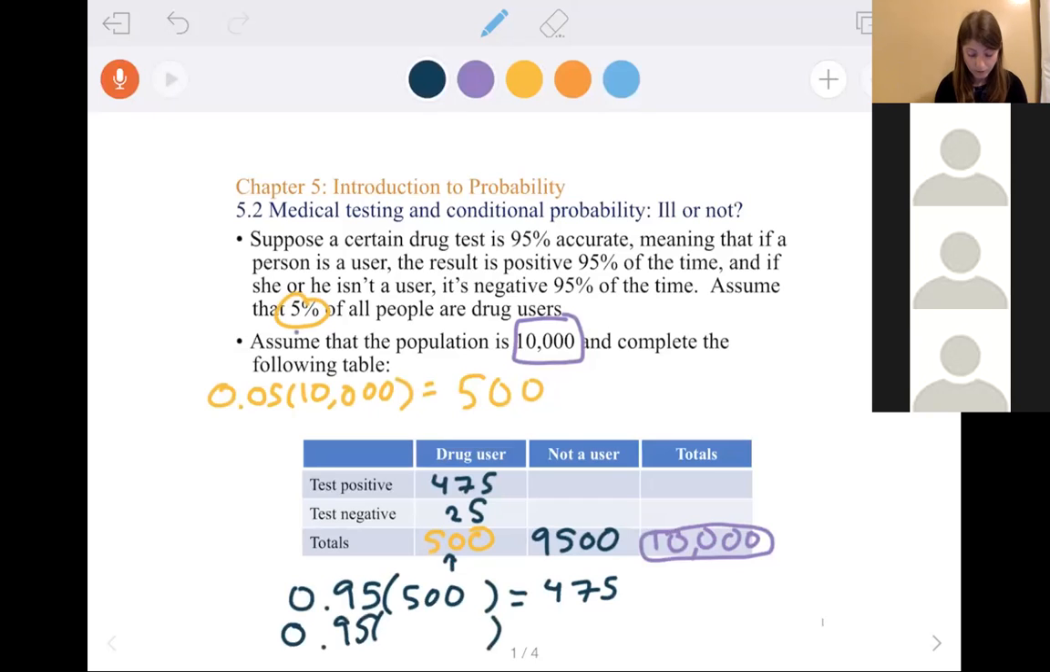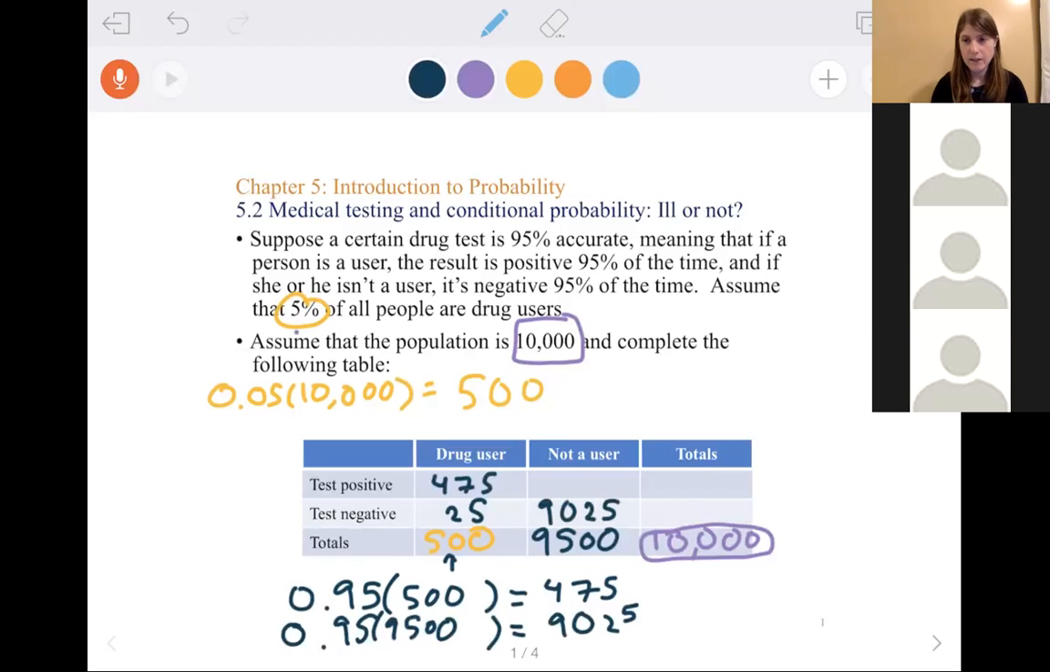You have to be careful where we put everything. If you're not a user, then 95% of those should get a negative, meaning not a user, a negative is the correct thing to get. So 95% of our 9,500 should get negatives. So we're going to drop that into Desmos. And that number is 9,025. So that's the negatives. Be careful.